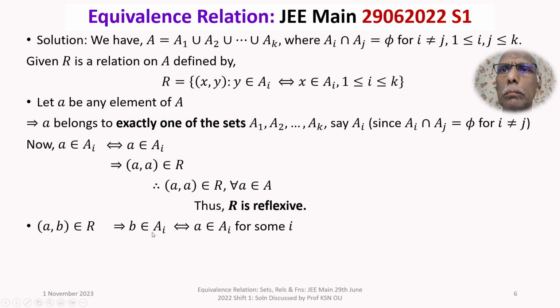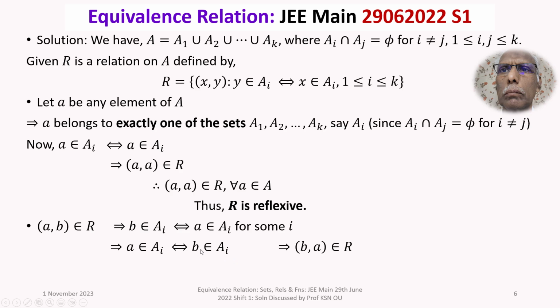Now you see this is an implies and implied by, both ways are there. B belongs to AI implies and implied by A belongs to AI. You will also get from this: A belongs to AI implies and implied by B belongs to AI, because implies and implied on both sides is there.